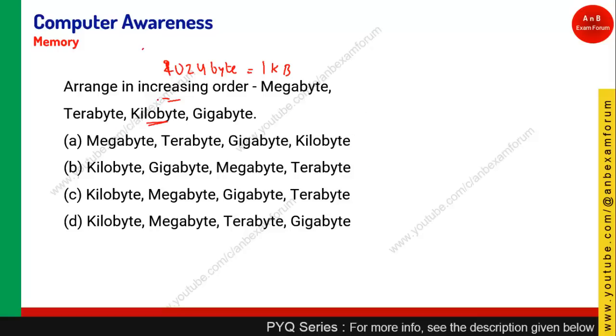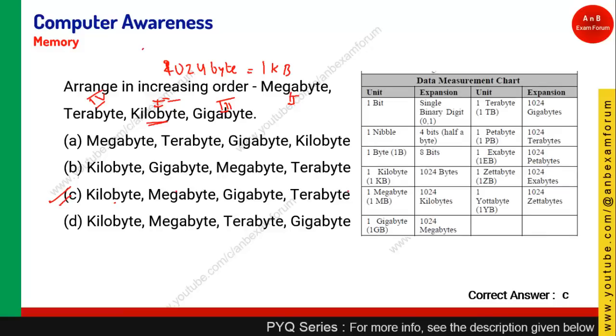Okay, first is kilobyte. After that, we know that 1024 KB become MB. Okay, the second one is this one, and 1024 MB become what? GB. So this will be the third, and the last one is the TB. Okay, terabyte. So of these four, kilobyte, megabyte, gigabyte and terabyte. Okay, so option C is the order which we are looking: kilobyte, MB, gigabyte and terabyte.